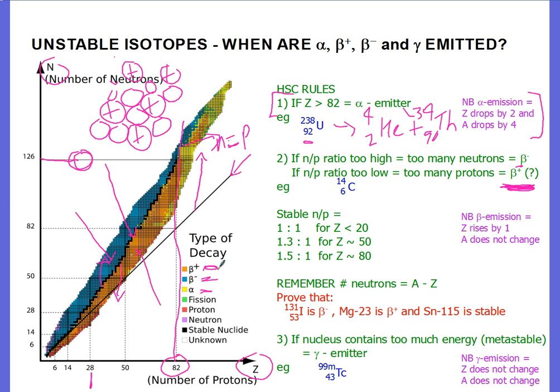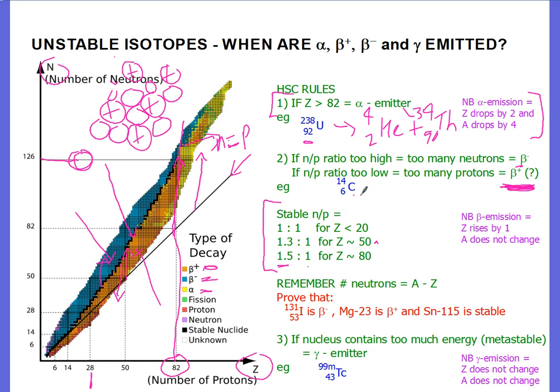As an example, carbon-14. How do we know that's a beta emitter? We can look down here at the stable neutron-proton ratio. If you've got less than a 20 atomic number, you should have 1 neutron for every proton. If you're at atomic number 50, you've deviated from this line a little bit. You need about 1.3 neutrons for every proton. If you're atomic number 80, which is about here, it's deviated even more, and you need 1.5 neutrons for every proton.